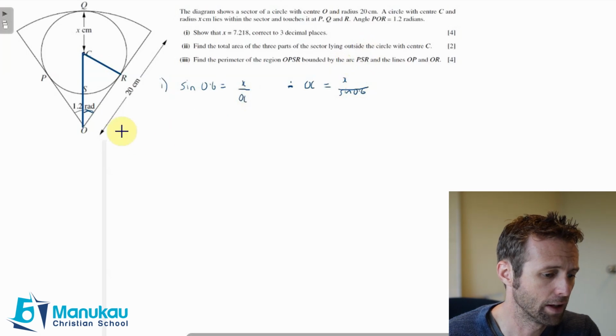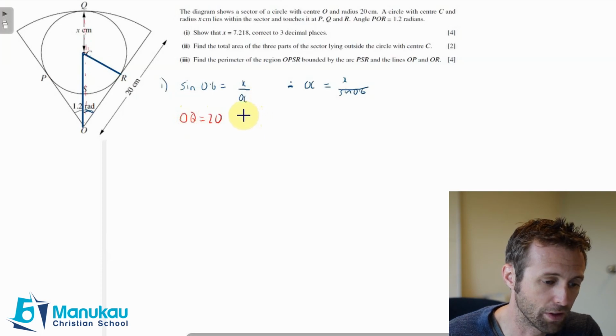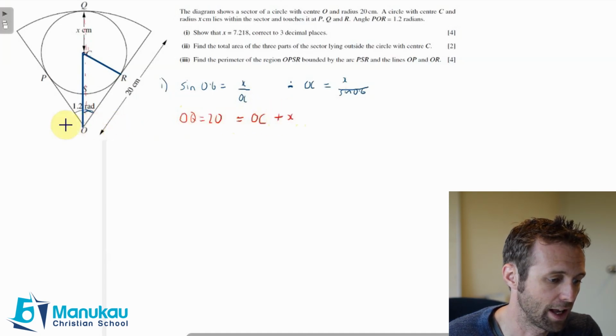Now the next thing I know that this length here, from O all the way up here, that must be 20. Why do I know that? Because the radius of this larger circle, which we've got a sector of, is 20. So I know that OQ is equal to 20. But I also know that it's made up of OC plus x. Hope you can see that. OC from the bottom here to the centre of the smaller circle, and then x is from C to Q.